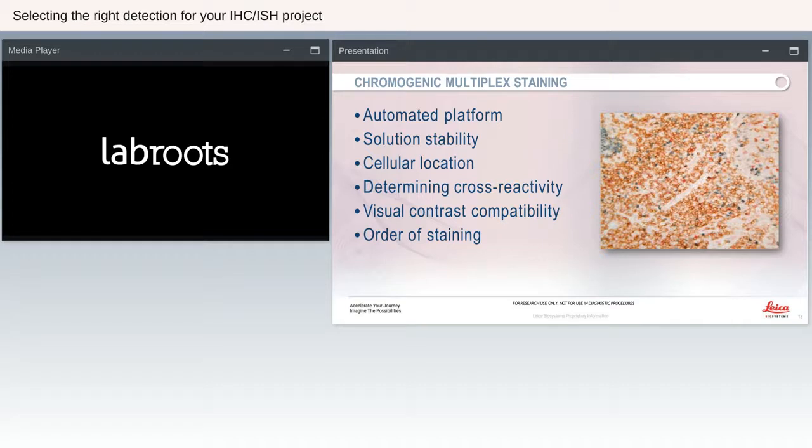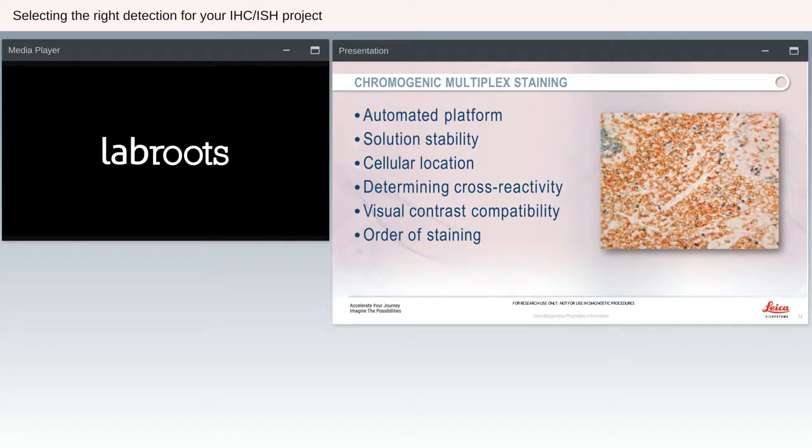Determining cross-reactivity, it's always nice to be able to do some testing with your chromogens. You'll work them up one at a time, and then you'll work them up in combination. There are some tests you can do to determine whether you're getting cross-reactivity or getting a real signal with multiple markers.